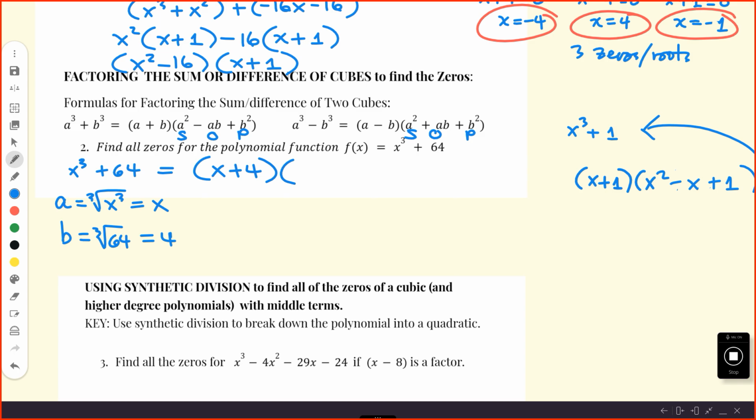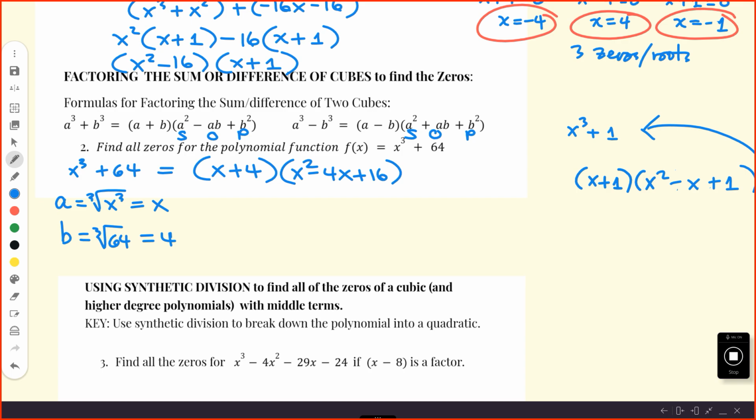But then the second factor will just be, your first term of your second factor is just the square of the first term. So that's your x squared. And then the second term will be the product of a and b. We know a and b is x and 4. But then you have to take the opposite sign. So minus 4x. Okay, x times 4 is 4x. Then take the opposite sign. And then the last term of your second factor is just the square of the second. So the square of 4 is 16. Okay? So that's the factorization of the sum of two cubes, x cubed plus 64. Right? Okay.